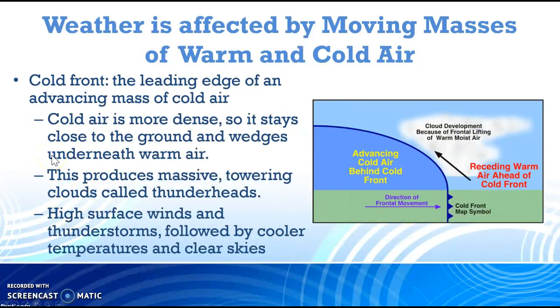A cold front is where the leading edge of the advancing mass is cold air. And as we know from the last slide, cold air is more dense, so it stays close to the ground and it wedges underneath the warm air. This sudden upheaval produces massive towering clouds called thunderheads, high surface winds develop, thunderstorms occur, and it's generally followed by cooler temperatures and really clear skies. Once we force that warm, moist air up quickly, it dumps all of its moisture out, and then we have these clear skies.